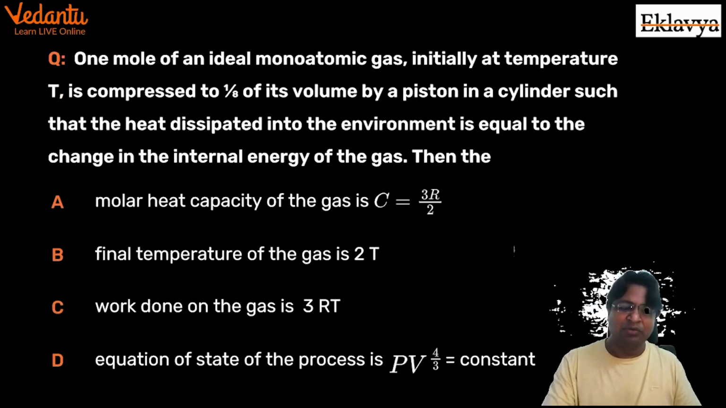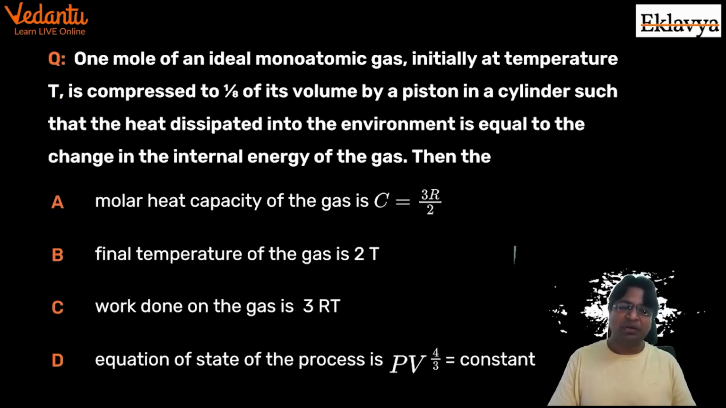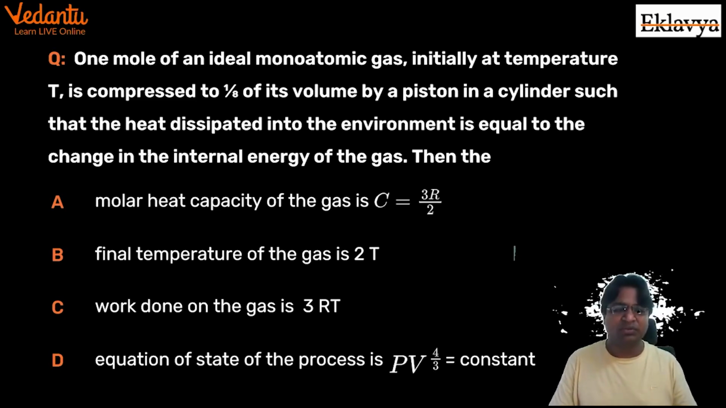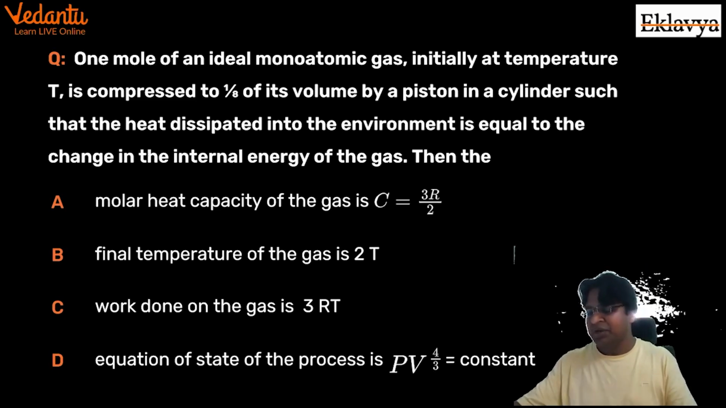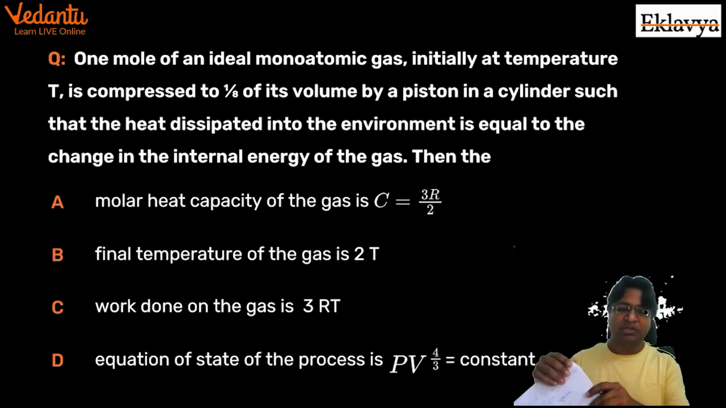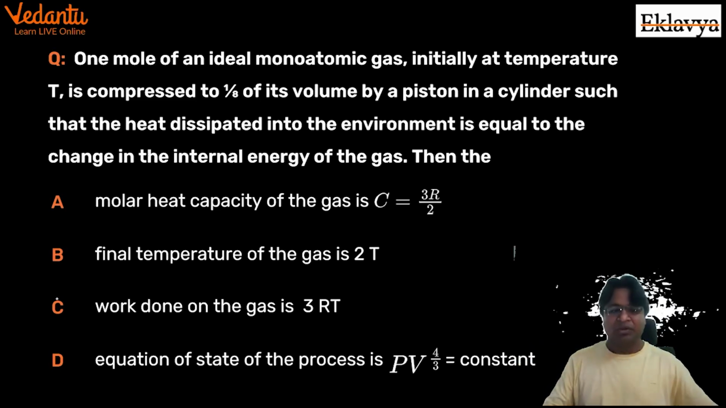Okay, now we go to question number 59. It says 1 mole of an ideal monatomic gas initially at temperature T is compressed to 1/8 of its volume in a piston such that the heat dissipated into the surrounding is equal to the change in the internal energy of the gas. All right. So heat dissipated in the surrounding, that means heat given to the surrounding is equal to the change in internal energy of the gas.